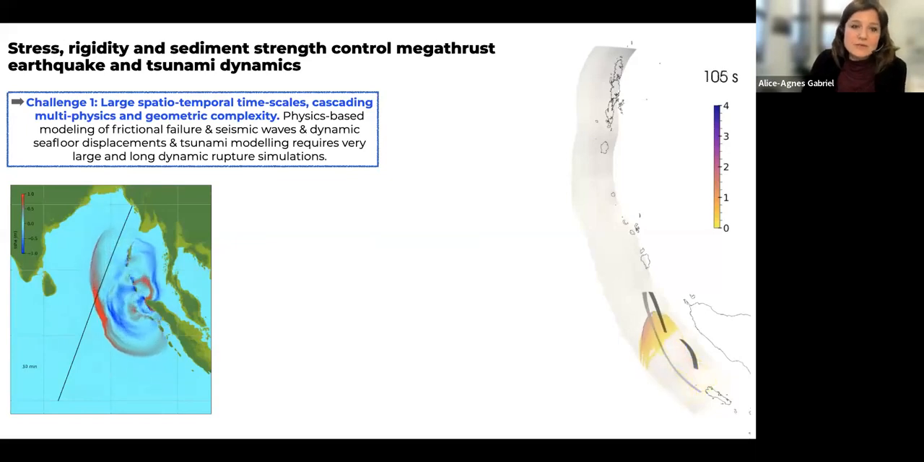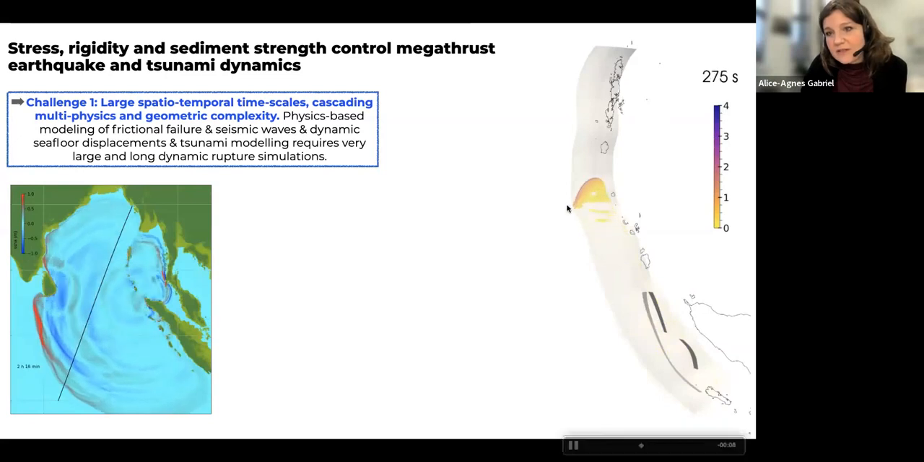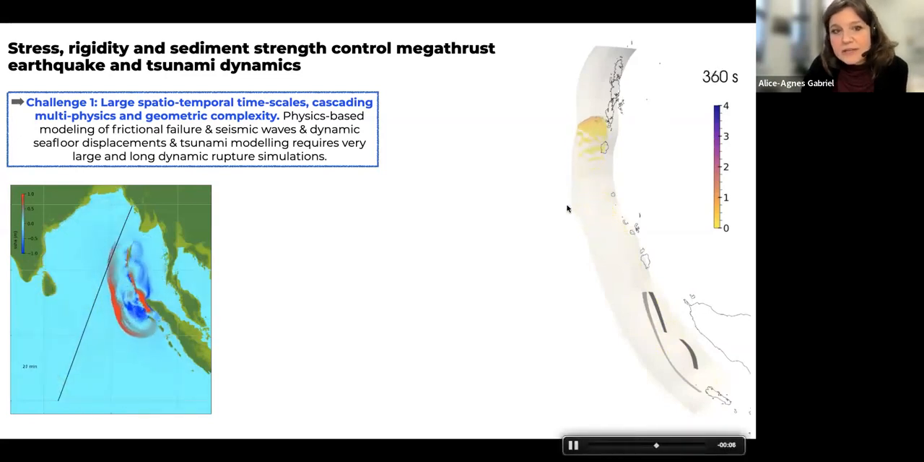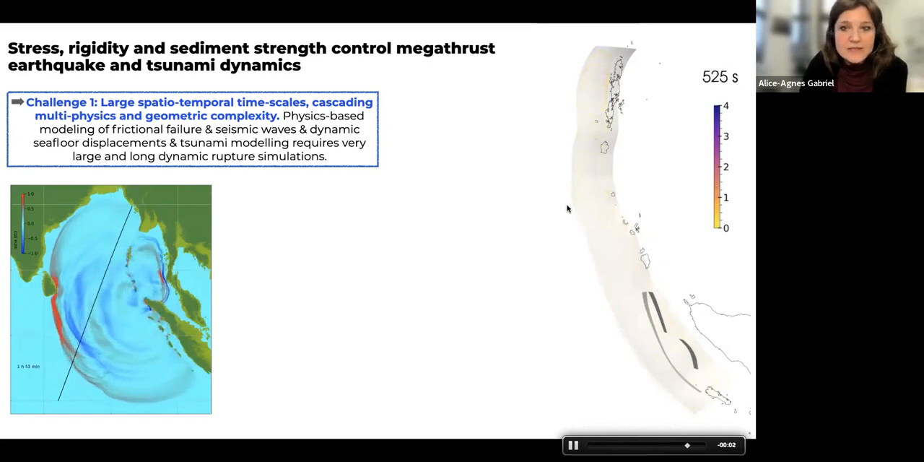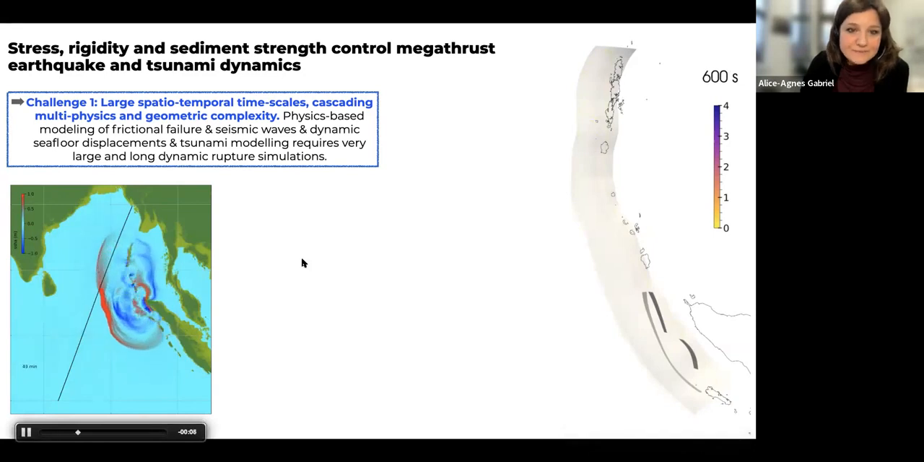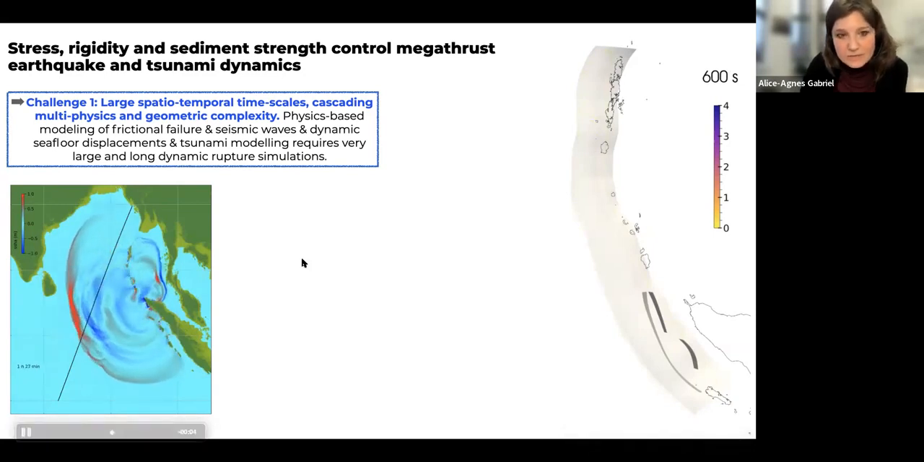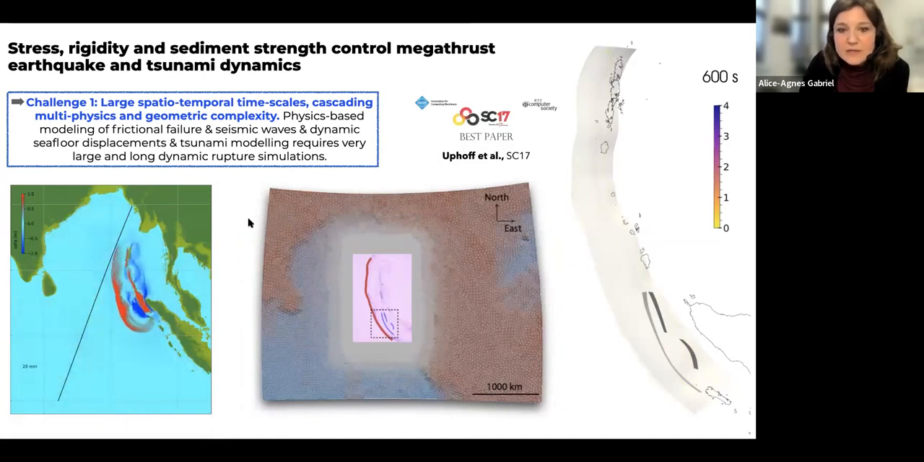So the first challenge to do that are the large space and time scale. So these are around 1,500 kilometers of faults that we're including. And we have to model those for about 5 minutes, 600 seconds of rupture plus the wave propagation, and then link it to tsunami models. So these are large and long simulations. And this is the computational domain we've been using.